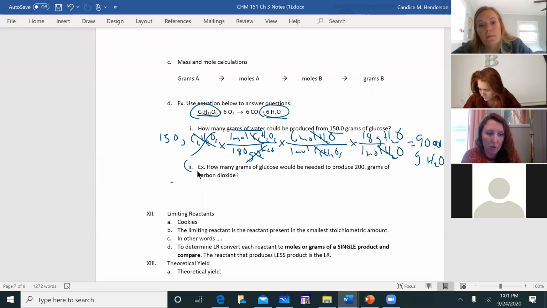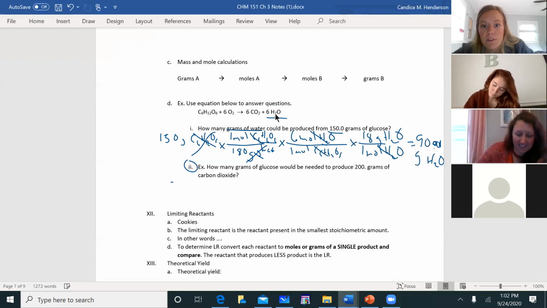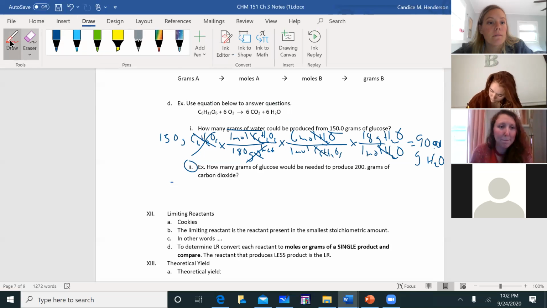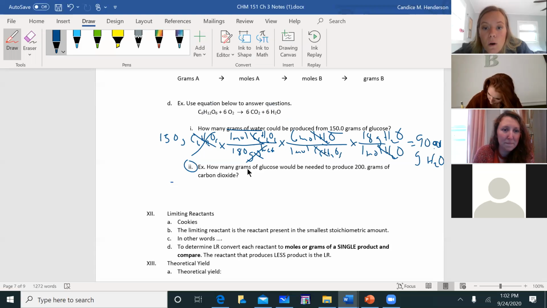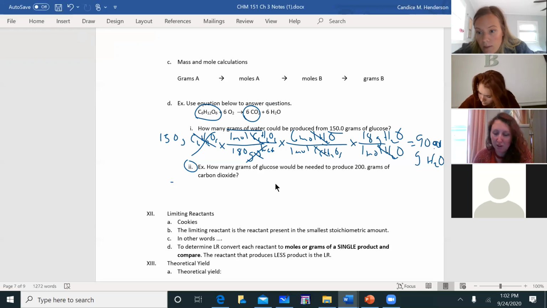So I want you to do this second one. The difference with the second one, you're using the same equation, but you just are going from different things. In this problem, it says how many grams of glucose are you going to get if you want to produce a certain amount of CO2. So you're going from glucose over here, knowing something about CO2 over here. I'll give you 5 minutes to set that one up. If you have any questions whilst working on it, ask me.